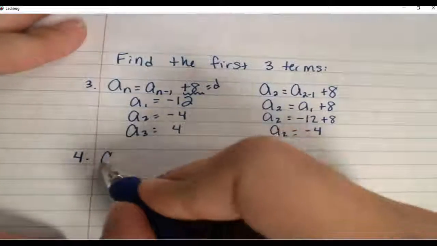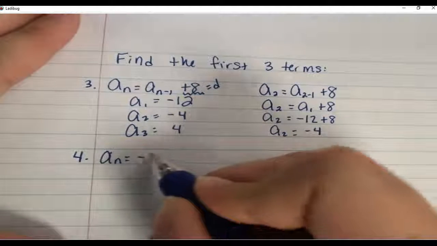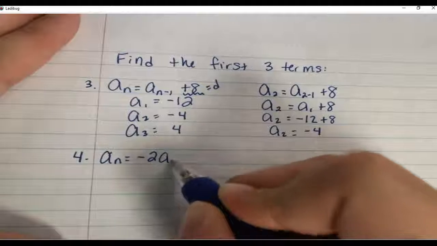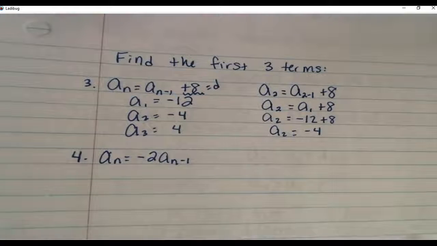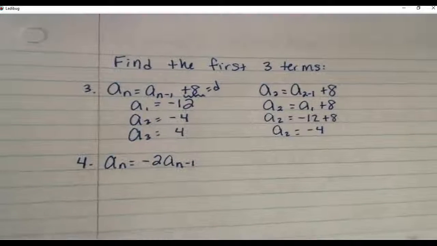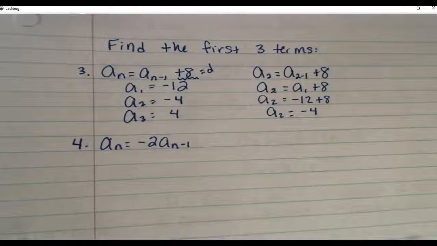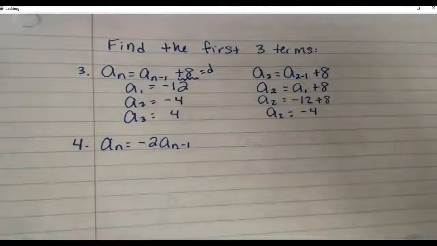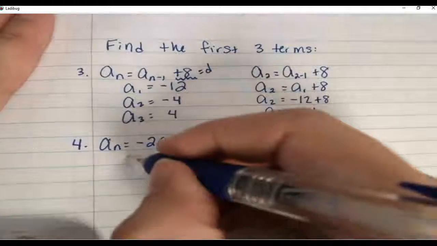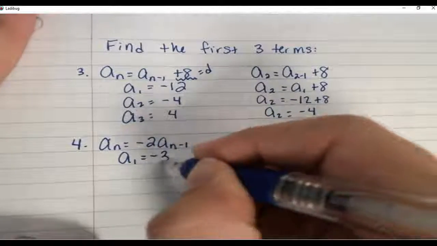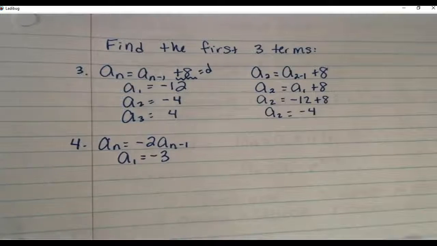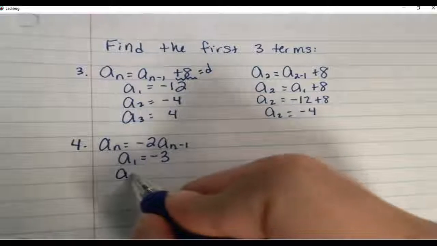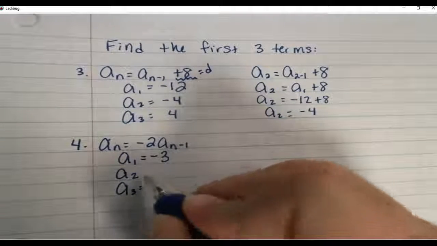So let's say we have a sub n equals negative 2 a sub n minus 1. So if it's geometric, it can have the r out front, like this one does, or it can have it in the back and say times negative 2. Either way, it doesn't matter, it's the same thing. And so we need to know a1 is negative 3. So again, it gives me a1. So I need a2 and a3.